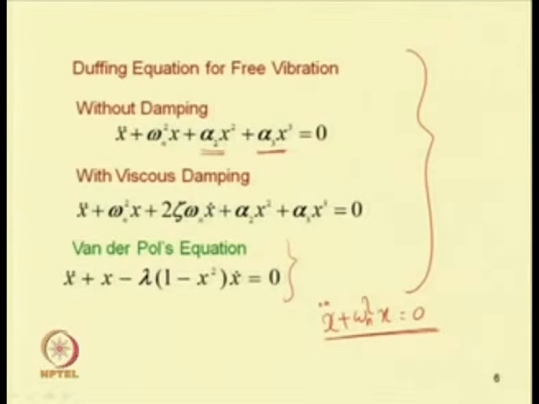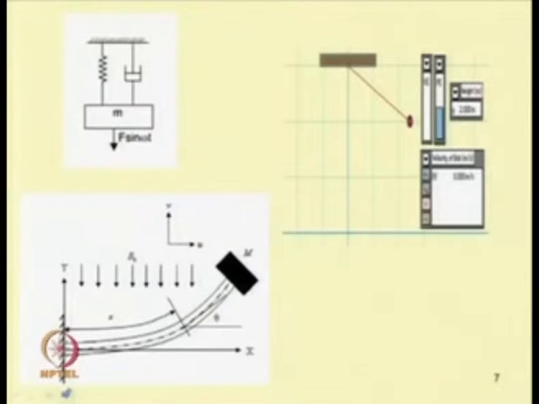So, in these two classes we are going to study these conservative and non-conservative systems. Today's class we will mostly discuss the systems with quadratic and cubic nonlinearity, that is of this type, x double dot plus omega n square x plus alpha 2 x square plus alpha 3 x cube equal to 0. So, first let us see what are the systems which will give rise to this type of equation.